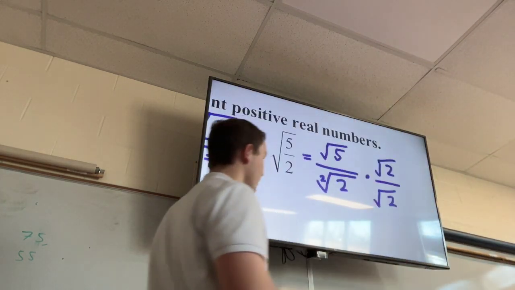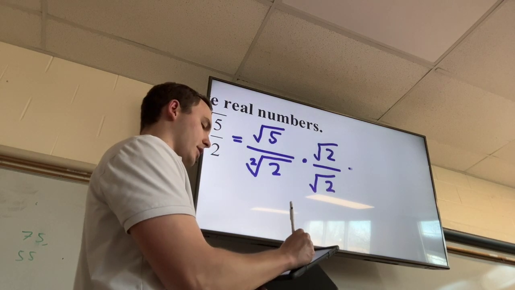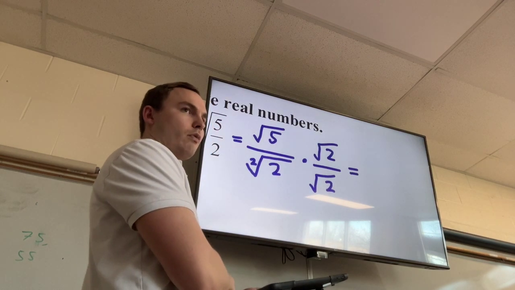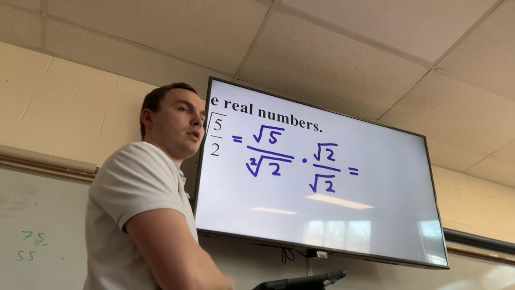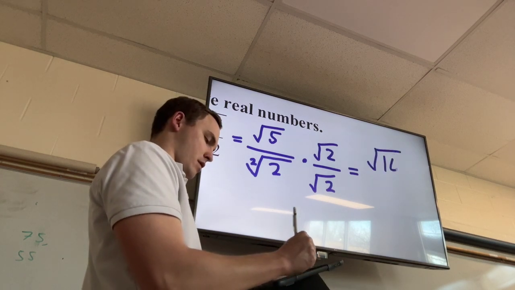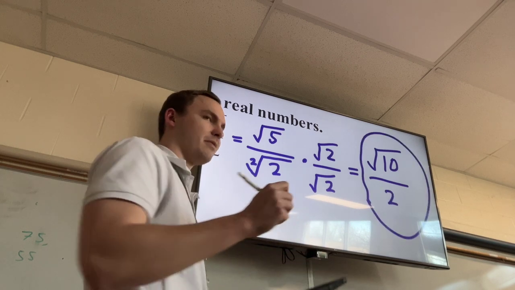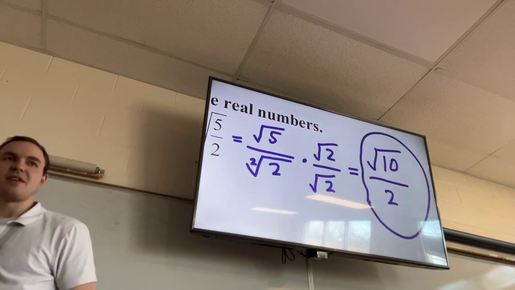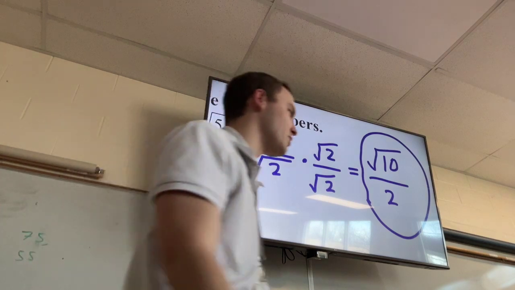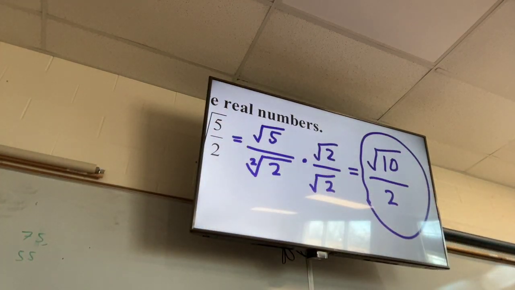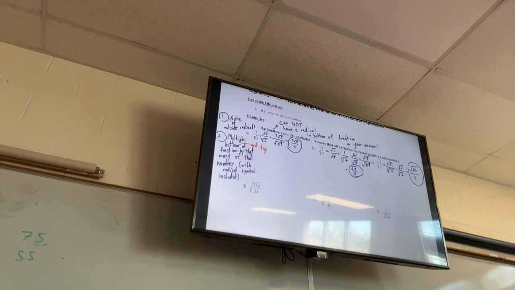Okay. What does the top simplify to? Root 5 times root 2. Root 10. Okay, good. And the bottom becomes what? 2, yeah. Hopefully you can see by now, it's starting to become self-evident that root 2 times root 2 is 2. Okay. All right. Good stuff.